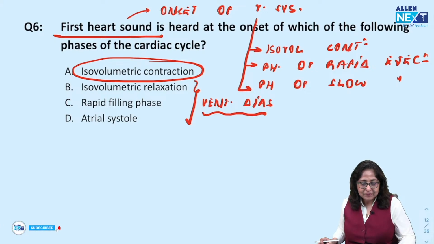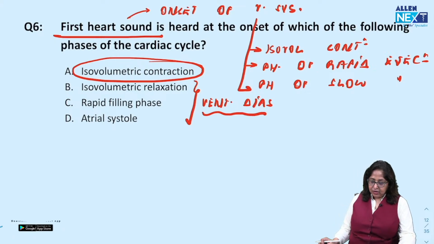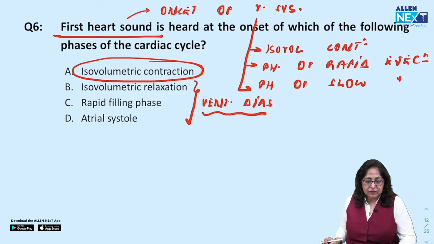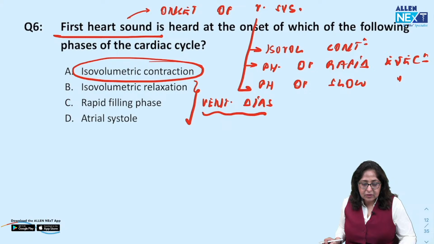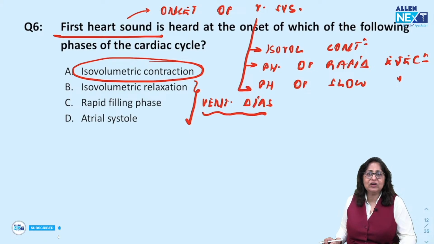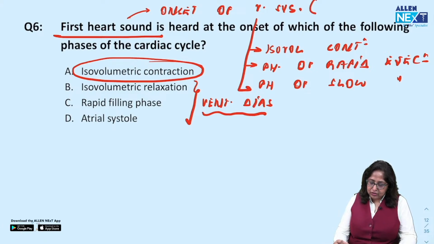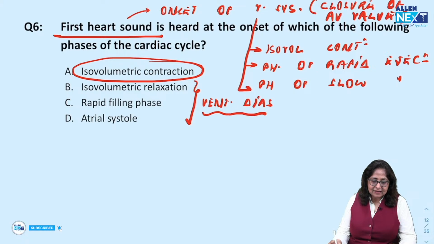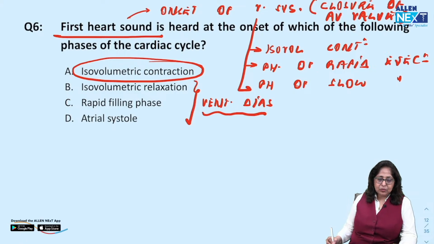And S1 is heard at the closure of the mitral and tricuspid valve. Yes, Prajwal. Right. So this will be at the onset of isovolumetric contraction phase. Dr. Anil says closure of the mitral and the tricuspid valves, atrioventricular valves. This is due to closure of the AV valves. AV valves are mitral and the tricuspid valve. Is it okay? All right.